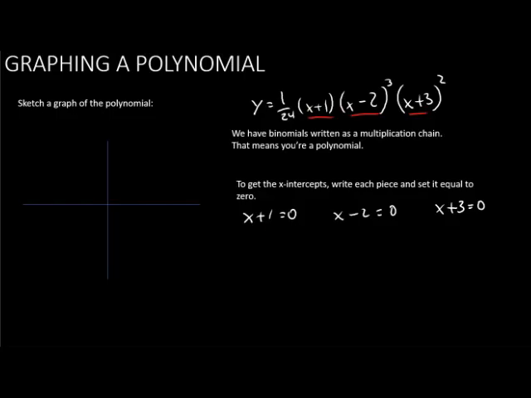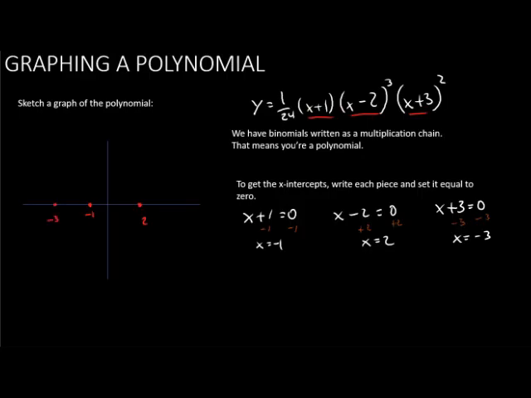For our x plus 1, we will subtract 1 from both sides, giving us x equals negative 1. If we do the same to our next piece, we'll have x minus 2 equals 0. We'll add 2 to both sides and get x equals 2. Do the same with our final piece. We have x plus 3, so we subtract 3 from both sides and get x equals negative 3. Therefore, we will mark those intercepts on our graph at negative 1, 2, and negative 3.